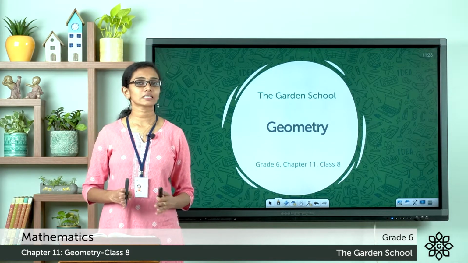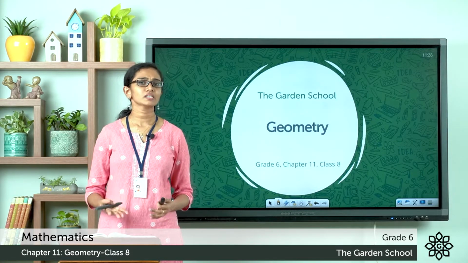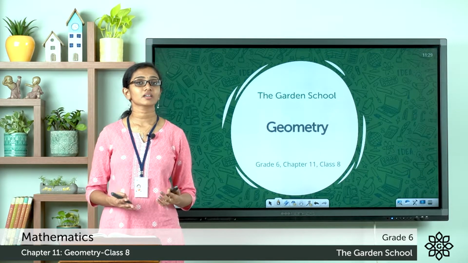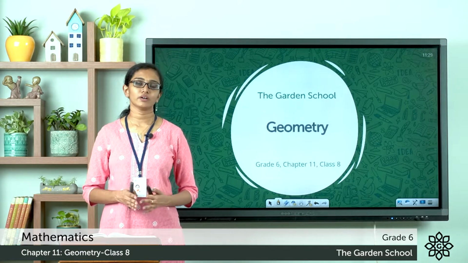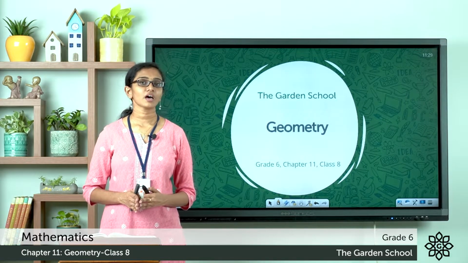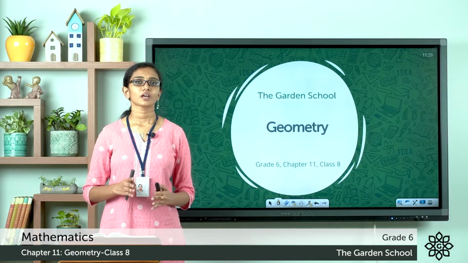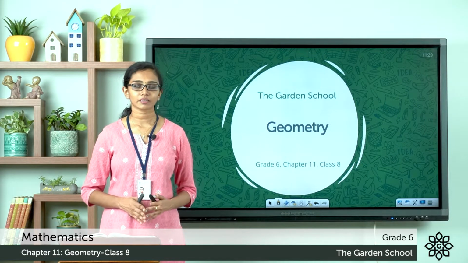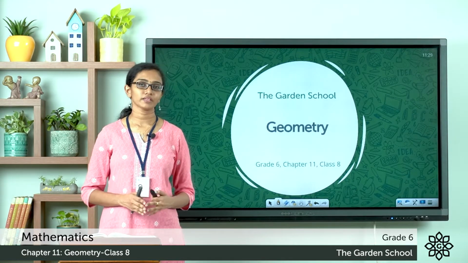Let's learn about circles today. So what is a circle? We can say a circle is a simple closed curve. Is it a polygon? No, it is not. Why? Because it is not made up of straight line segments and hence it is not a polygon.